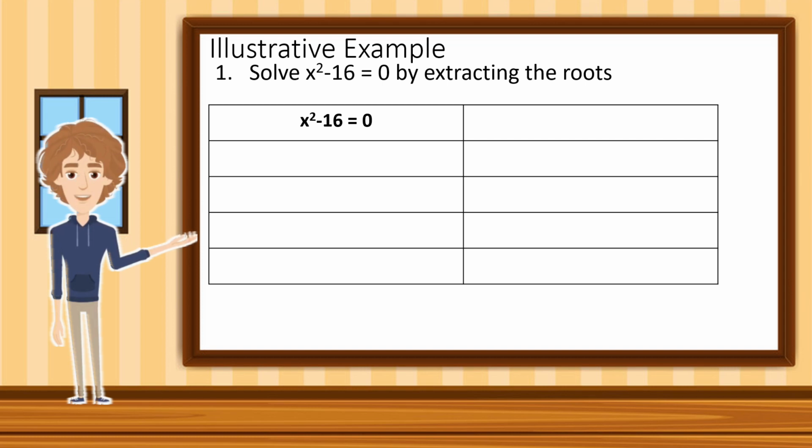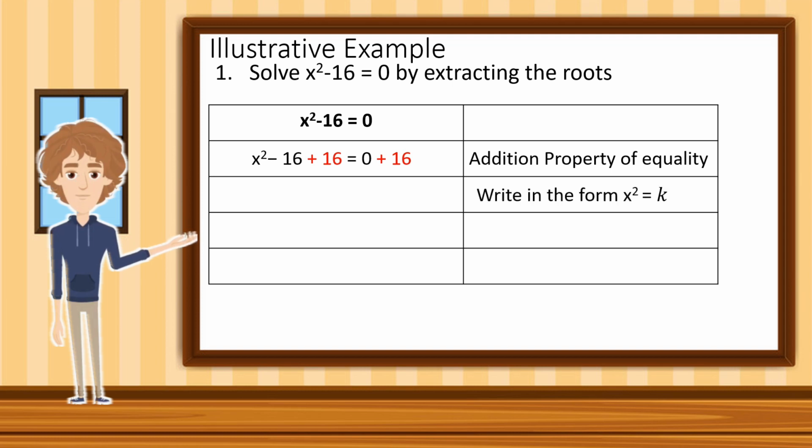Number 1, solve x squared minus 16 is equal to 0 by extracting the roots. The given is x squared minus 16 is equal to 0. The first thing we need to do is apply the addition property of equality, wherein we will add positive 16 to both sides of the equation. Then, write it in the form of x squared is equal to k. And there you go, x squared is equal to 16.